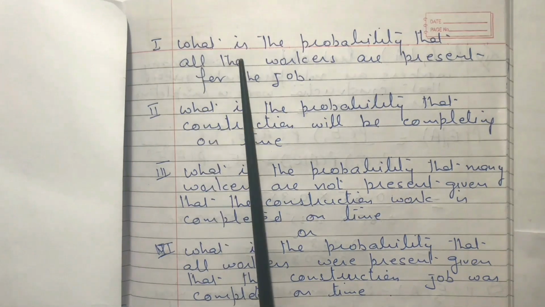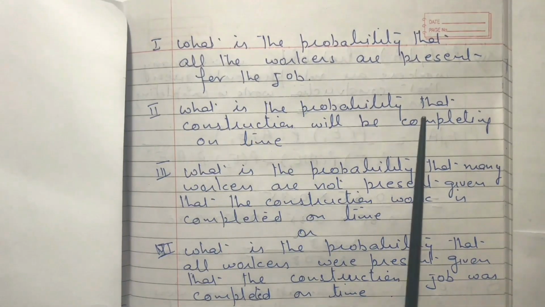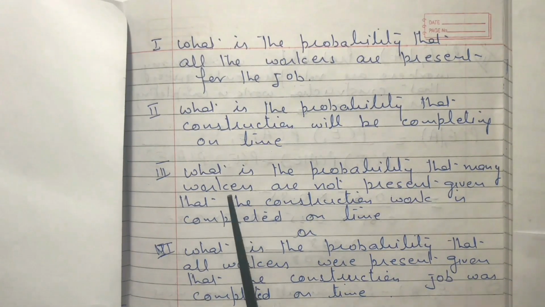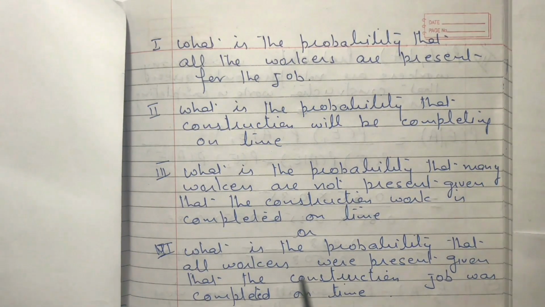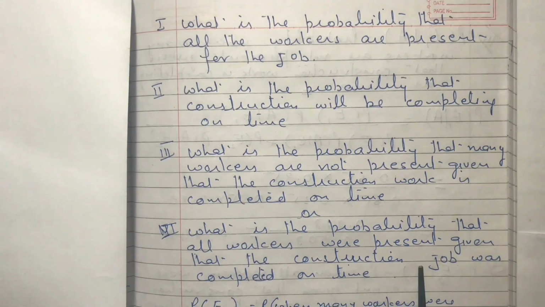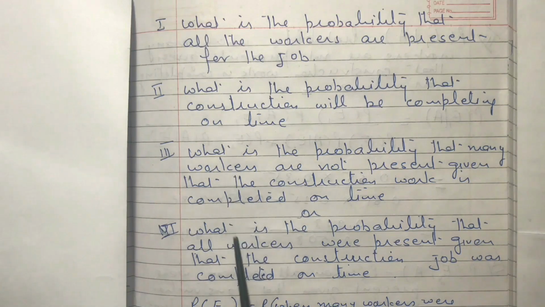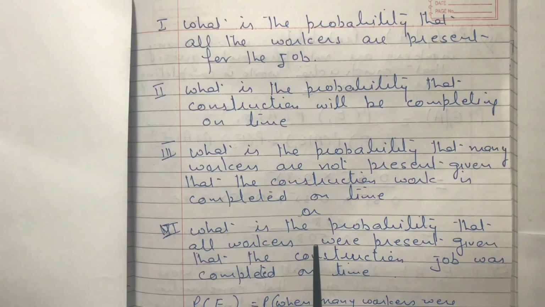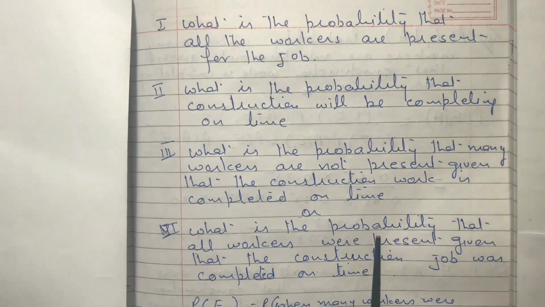Now the first question is, what is the probability that all the workers were present for the job? Second, what is the probability that construction work will be completed on time? Third, what is the probability that many workers were not present given that the construction work is completed on time? Or what is the probability that all workers were present given that the construction job was completed on time? So all these 4 questions you are to answer. There is an 'or' between the third and fourth questions, and I am going to solve all 4, and there is an 'or' in between these 2.